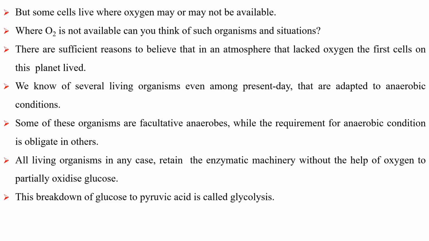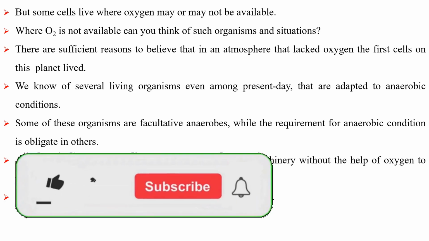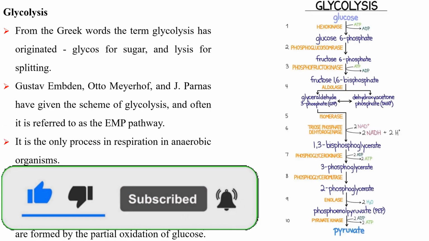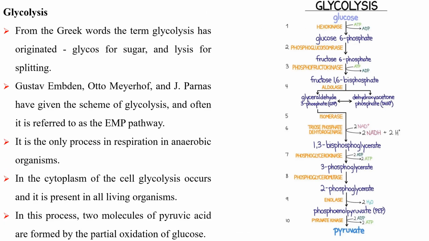Some of these organisms are facultative anaerobes, while the requirement for anaerobic condition is obligate in others. All living organisms in any case retain the enzymatic machinery, without the help of oxygen, to partially oxidize glucose. This breakdown of glucose to pyruvic acid is called glycolysis. From the Greek words, the term glycolysis has originated: glycose for sugar and lysis for splitting.